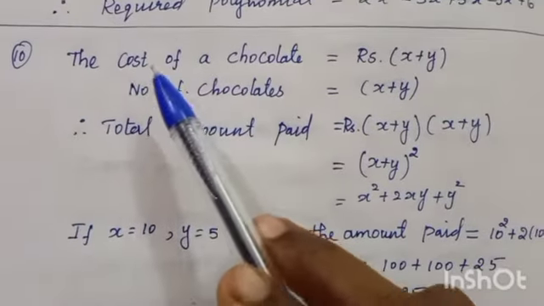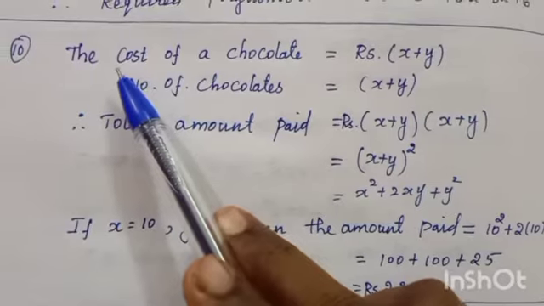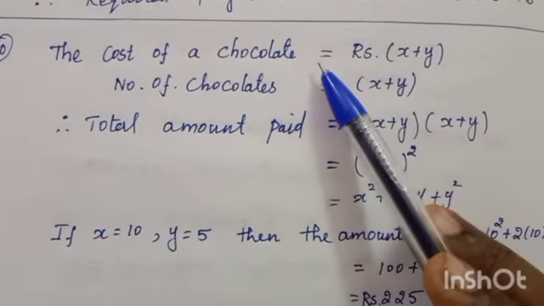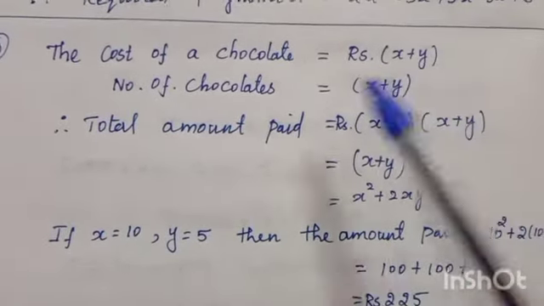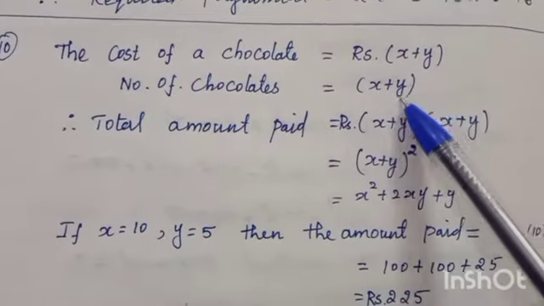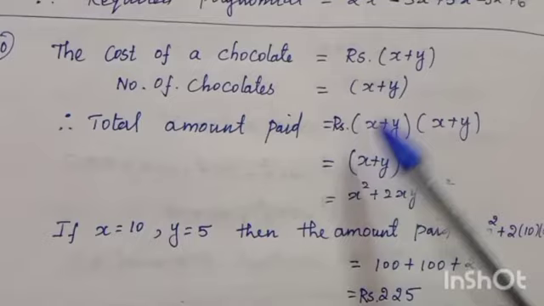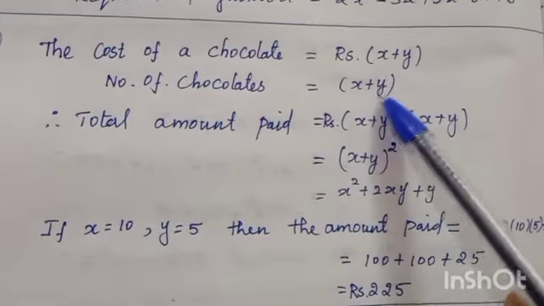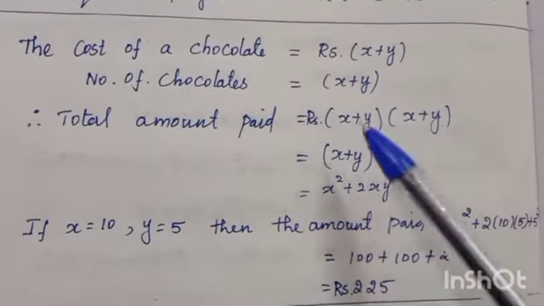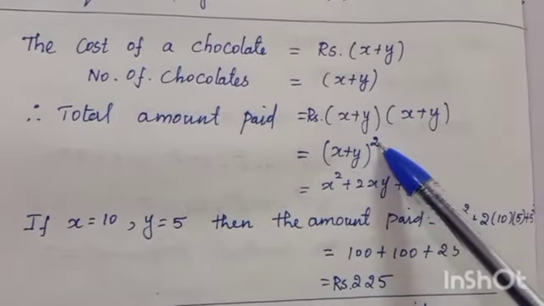For this question, what are the things given? First, write: cost of a chocolate is rupees x plus y. Number of chocolates is x plus y. Total amount paid: you have to multiply these two. x plus y into x plus y, that is written as (x plus y) whole square.